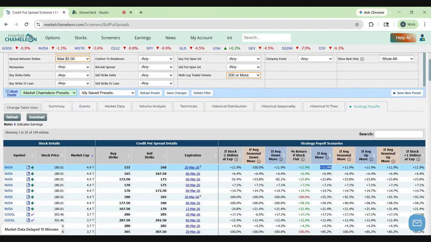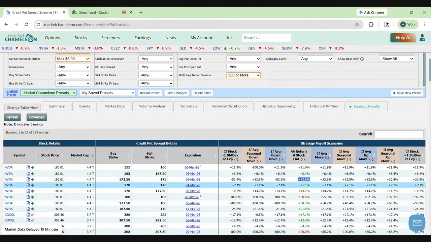We could also divide it up at other points. What if the stock is flat? What if it just sits at the same spot? You can see here that the potential payoff is still 12%, because if NVIDIA is at $180 at expiration, the 155 put and 160 put will expire worthless because they're out of the money. So you keep that credit that you received, and based on what you had at risk, that will be a 12% gain. So if the stock is flat, we could screen by that.